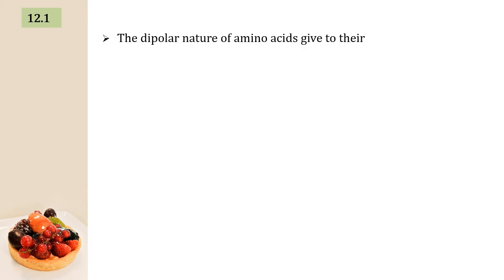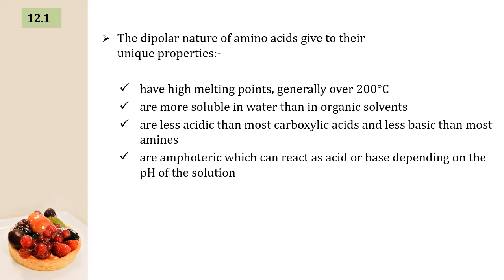The Zwitterion gives the dipolar nature of amino acids that gives them their unique properties, such as a high melting point, which is generally over 200 degrees Celsius, and being more soluble in water than in organic solvent. The amino acid is less acidic than most carboxylic acids and less basic than most amines. And they are amphoteric, which means they can react as acid or base depending on the pH of the solution.